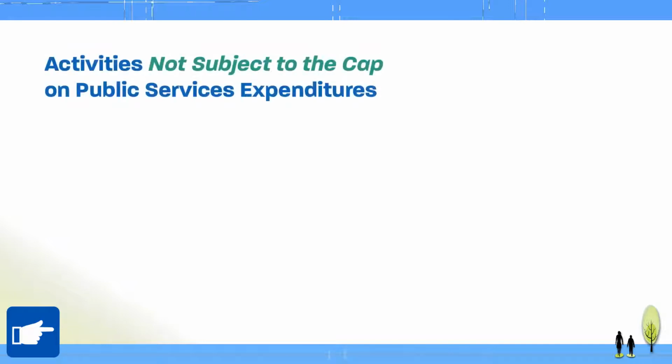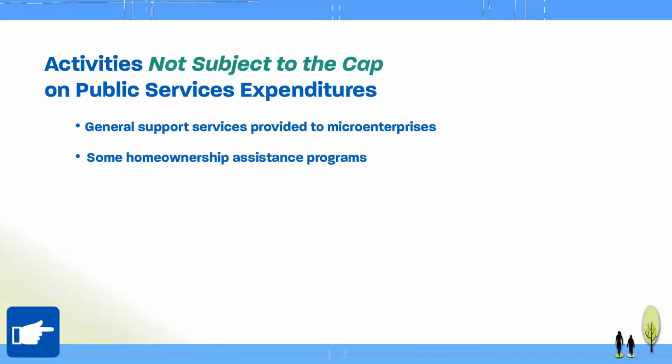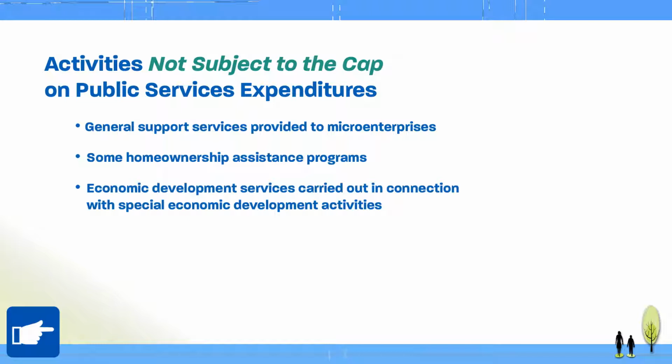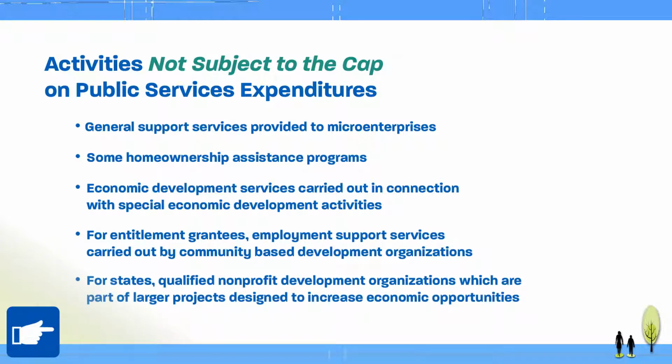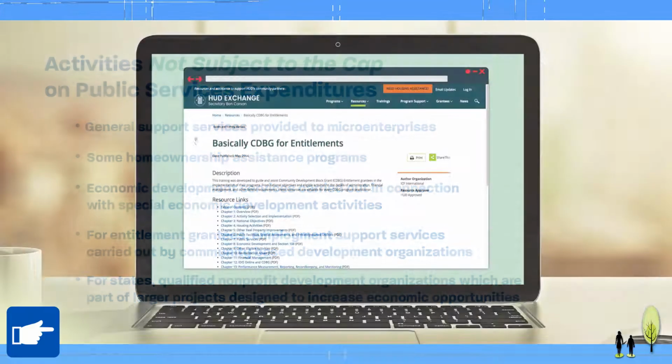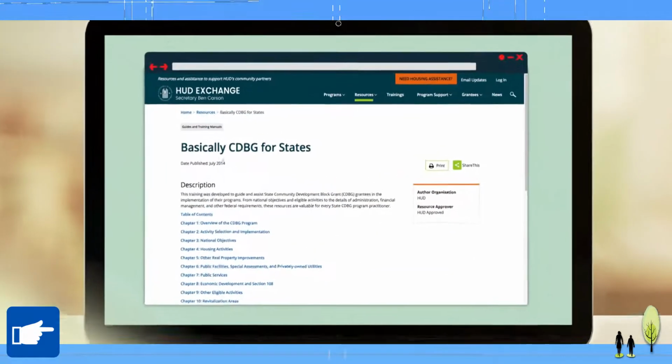Now that we've explained the cap, you should know that there are some activities that are not subject to the 15% cap. These include general support services provided to micro-enterprises, some home ownership assistance programs, and economic development services carried out in connection with special economic development activities. For entitlement grantees, these also include employment support services carried out by community-based development organizations, and for states, qualified nonprofit development organizations, which are part of larger projects designed to increase economic opportunities. Refer to the CDBG Entitlement Guide and Basically CDBG for States for more information.